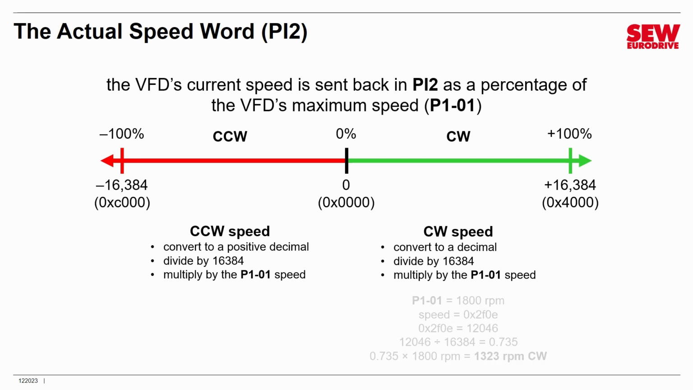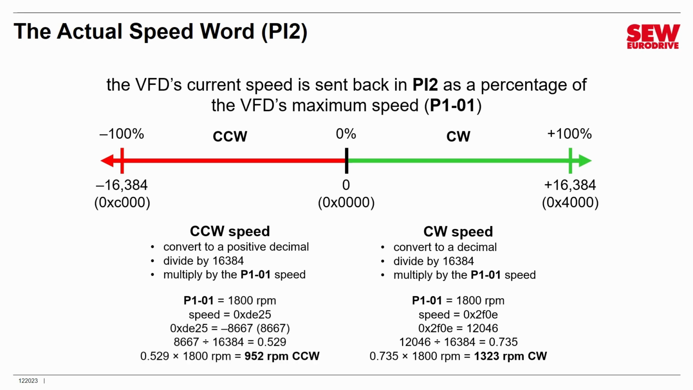Here's an example. Let's say you have an 1800 RPM motor on your VFD. Process input word 2 comes back 2F0E. Convert that to decimal. It's 12,046. Take that and divide it by 16,384. It's 0.735. That's 73.5%. Multiply that by 1800 RPM, which is your motor's maximum speed, and you get 1,323 RPM in the clockwise direction.